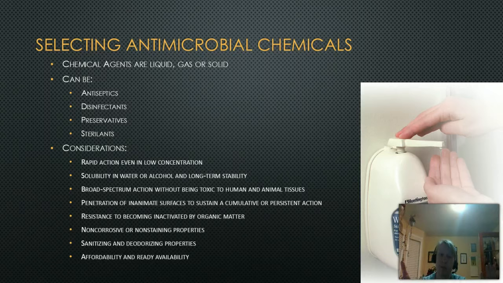Penetration is always important as well. How can it kill if it can't get through to wherever it needs to be on the permeable surface? You want it to also be resistant to being inactivated. So if I were to put it on the bench top, I don't want it to react with the bench top and become inactivated. So that's another consideration. You don't want it to be corrosive to your surface because otherwise you're going to be replacing your countertops or your surface tops really often. So you want that to be good too. And sanitizing, deodorizing properties: does it actually do that? Does it work? And is it affordable and is it ready to use? Is it easy to use? Those are all considerations we have when we look at types of chemicals.